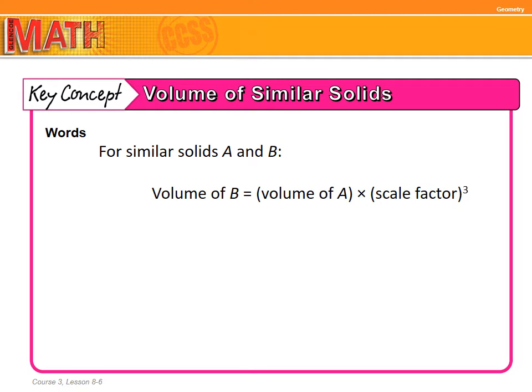Our second key concept is volume of similar solids. Very similar to the surface area of similar solids. In this case, the volume of B is equal to the volume of A times whatever the scale factor is cubed. So if the scale factor is 1/3, then it's going to be 1/3 cubed. If the scale factor is 6, then it's going to be 6 cubed.